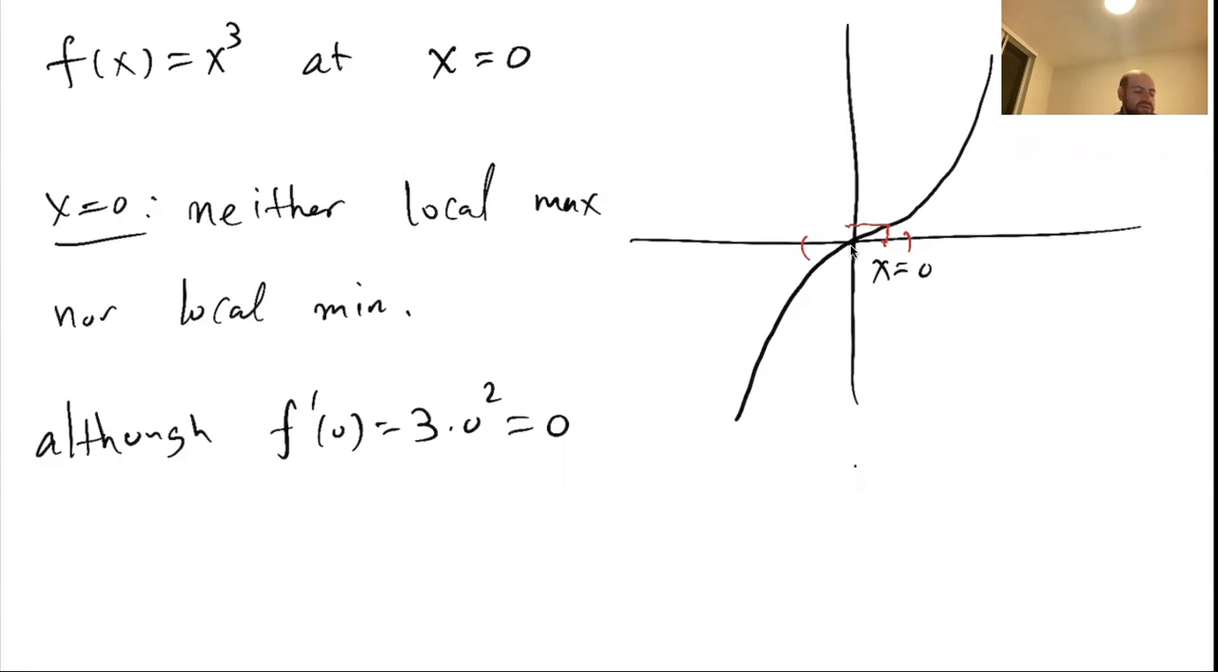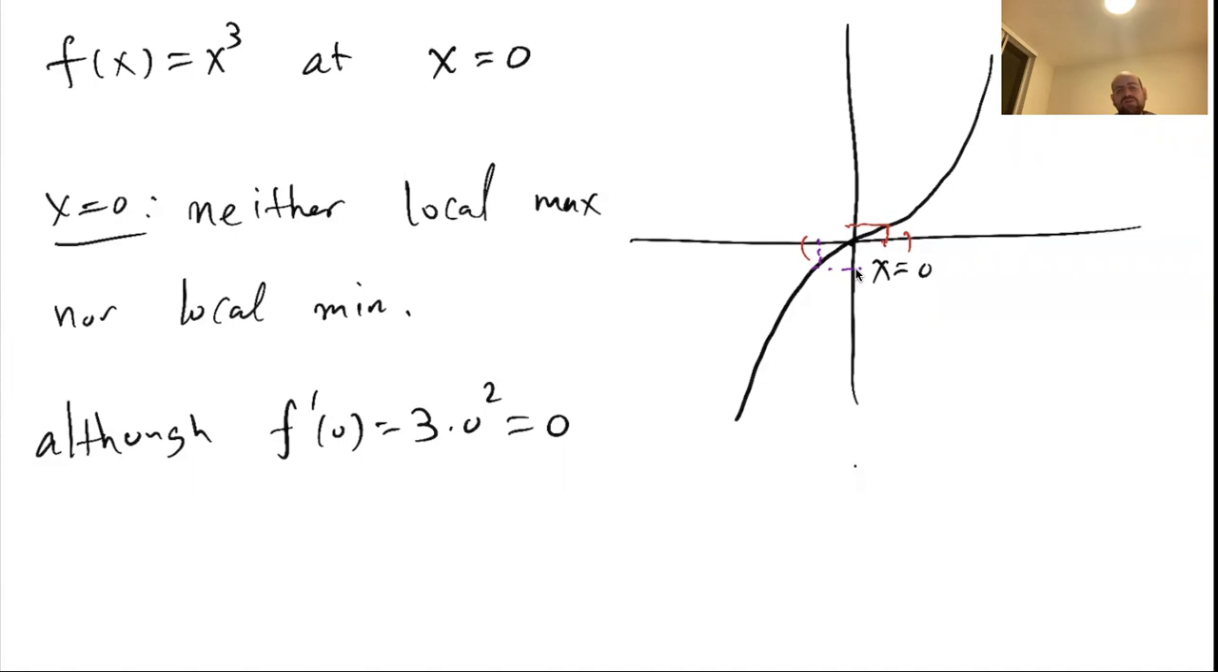Similarly, f of 0 cannot be the smallest one because there are always some points to the left of 0, such as this point, where f of 0 is bigger than this, right? So f of 0 cannot be the smallest one either. So no matter how you choose your open interval around 0, f of 0 will not be the biggest output and will not be the smallest output. So that means x equals 0 is neither local max nor local min.